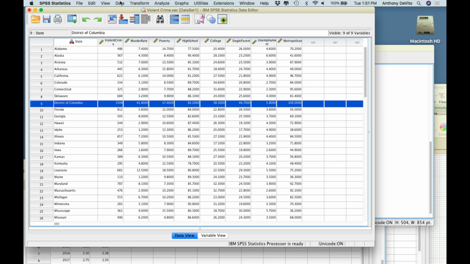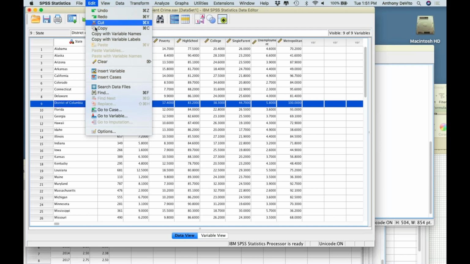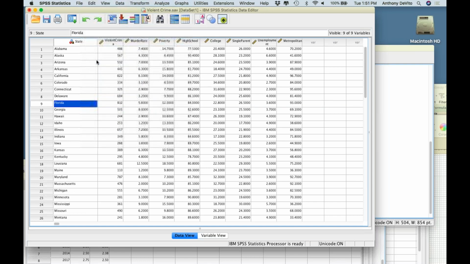I'm going to go in there and remove that. I'm going to highlight it, go to edit and clear, and it's going to take the District of Columbia out. Now I could do other things. I could filter it. I could identify it as an outlier and leave the data in there. I'm just doing this because it's simple and quick.